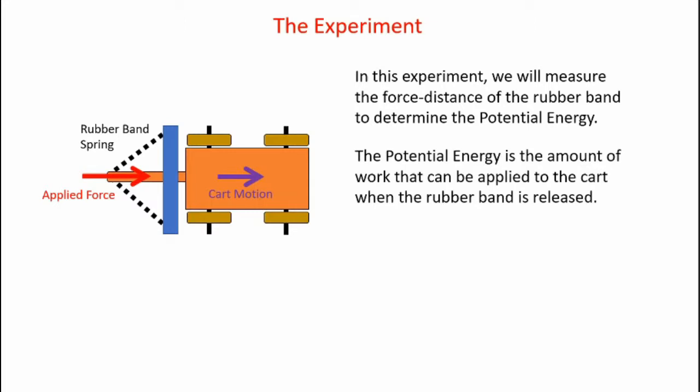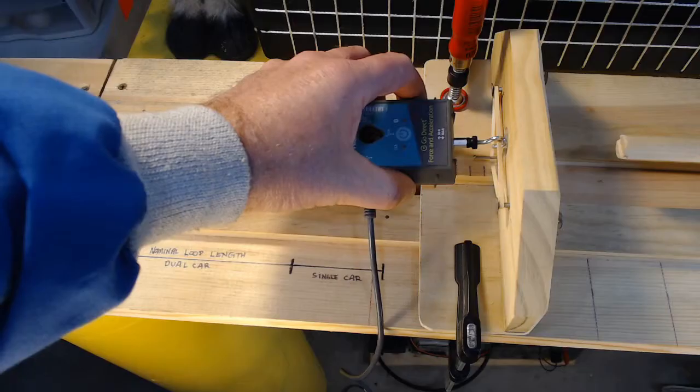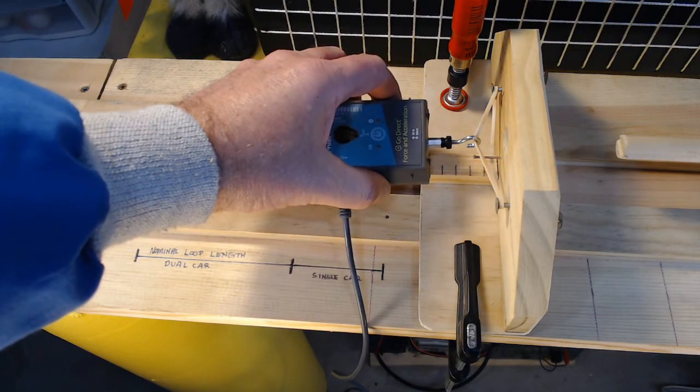The potential energy is the amount of work that can be applied to the cart when the rubber band is released. The work the rubber band does on the cart will make the cart move, which creates kinetic energy. So let's go ahead and measure the force versus distance of the rubber band. I have no stretch in the spring, so I have 0 force. There's 2 centimeters.